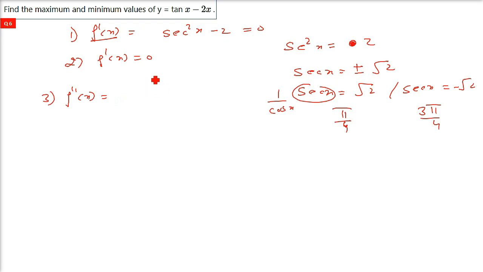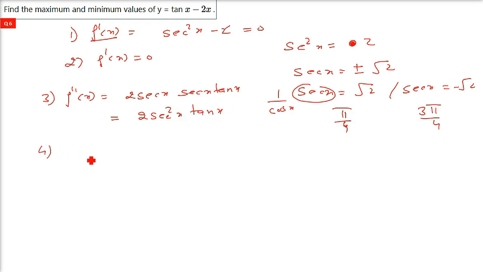f double dash x we have to find out. That is, we have to again differentiate sec square x minus 2. The derivative of 2 will be 0, of course. Sec square x will give 2 sec x, and then differentiation of sec x will be sec x tan x. So this is 2 sec square x tan x.